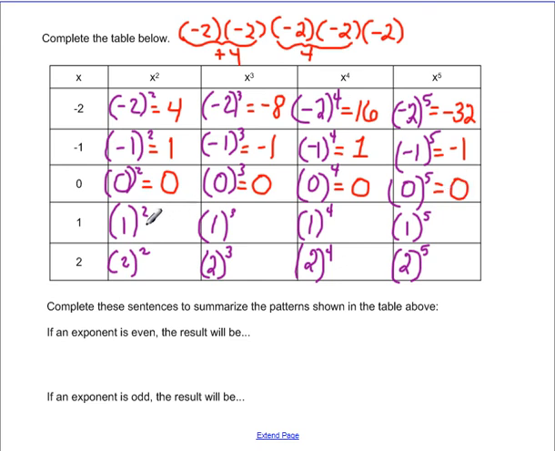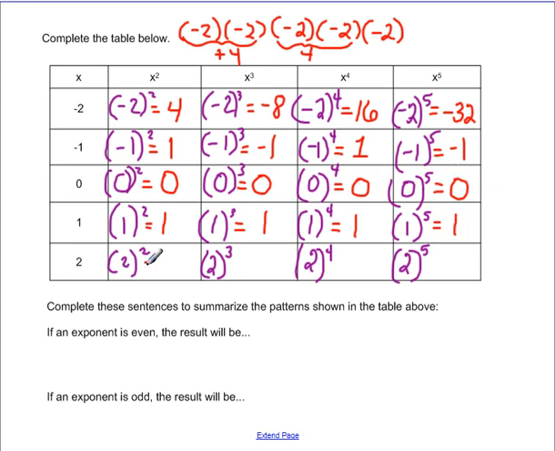Now when I come down here with positive 1 raised to these powers, we're going to find something similar. 1 raised to the second power is just 1. 1 times 1 is 1. 1 raised to the third power, 1 times 1 times 1 is 1. 1 raised to the fourth power, 1 times 1 times 1 times 1, always 1. So 1 raised to any power is always going to give me 1, just like 0 raised to any power is always going to give me 0.